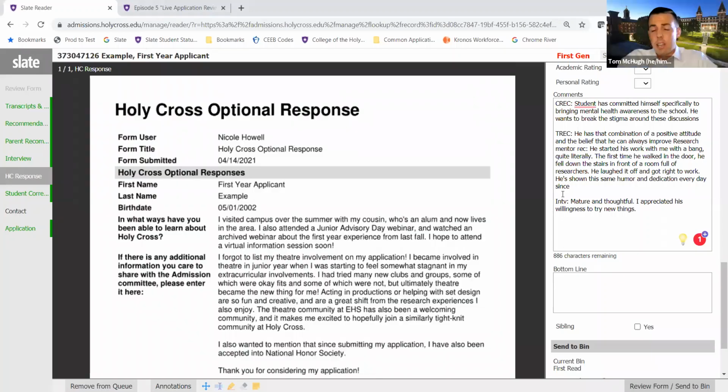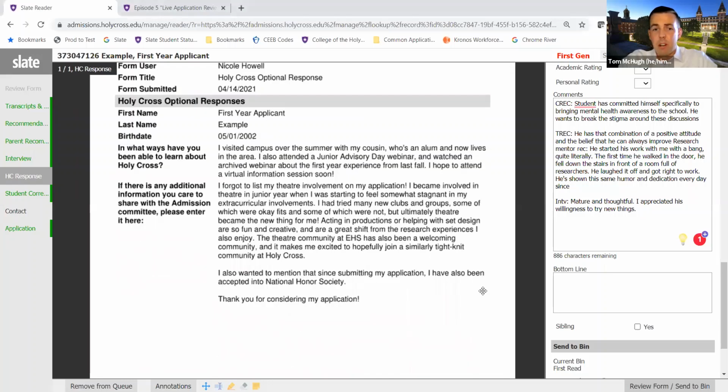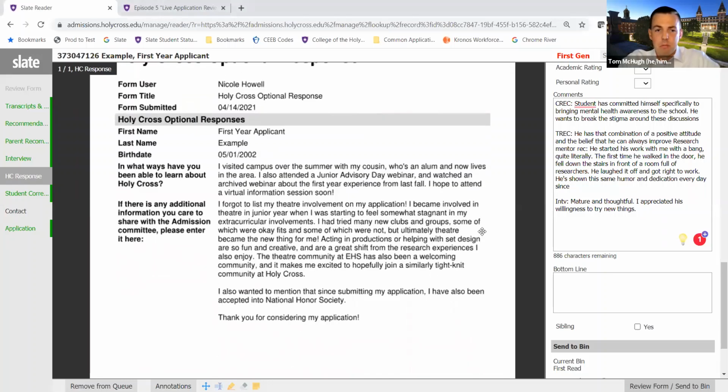Sure. And I would say the interview itself is the highest form of demonstrated interest. It takes a certain leap of faith and some bravery and courage to put yourself out there and to be willing to have a conversation with an adult representative of the college. This HC response is, once again, an optional piece of our application. It simply asks 2 questions. You can either answer one, both, or none at all.